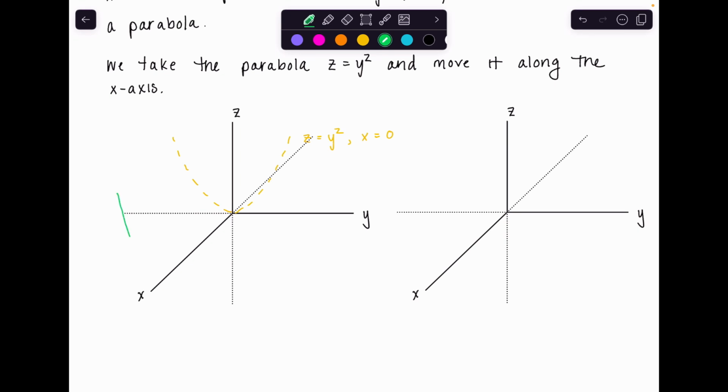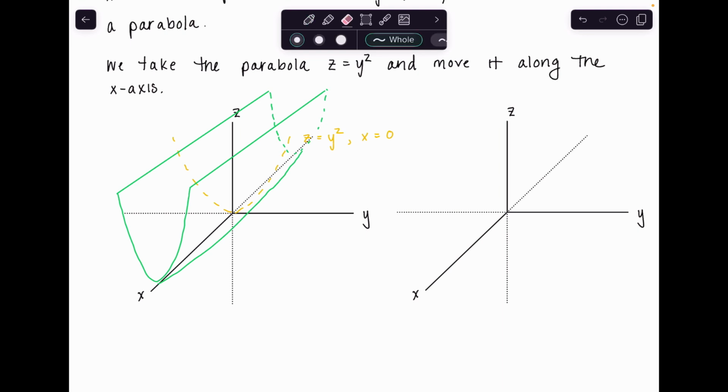So to get that full shape, we've got the parabola in the front, and then the parabola in the back, which I'm going to draw as dotted. Then we connect the dots. So it's creating a half pipe of infinite length. Okay.